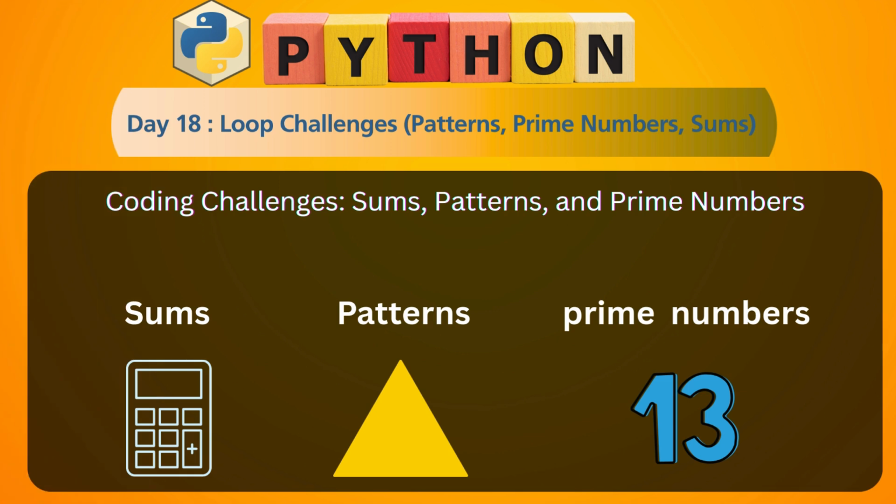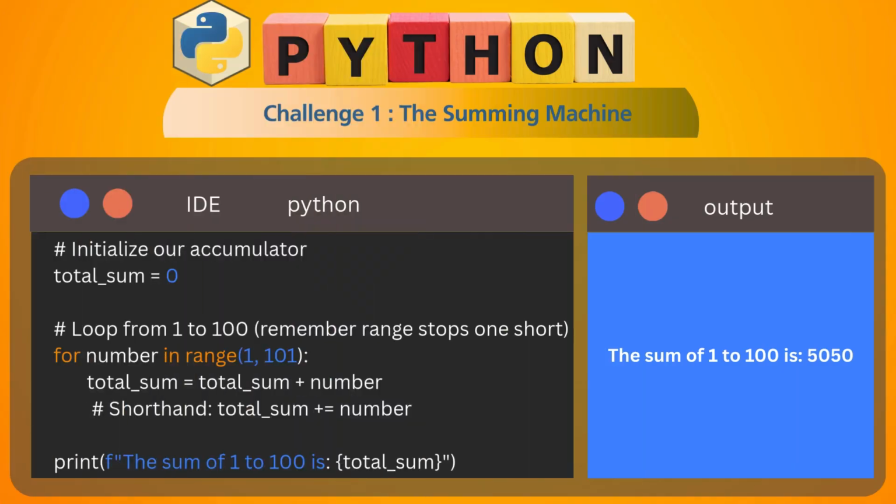Now we will move on to Day 18 loop challenges, in which we are going to see sums, patterns, and prime numbers. How to find the sums, how to get the patterns, and how to know the prime numbers using loop concepts. Okay, let us go one by one. First, the summing machine. Total sum equal to 0 and loop from 1 to 100. Remember, this range stops one short. That is range 1 to 101, it prints up to 100. Now, total sum equals total sum plus number. It means whatever comes is cumulatively added. That comes to 5050. This is the answer.